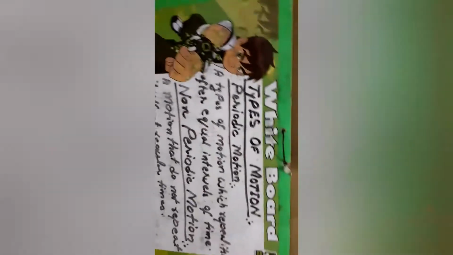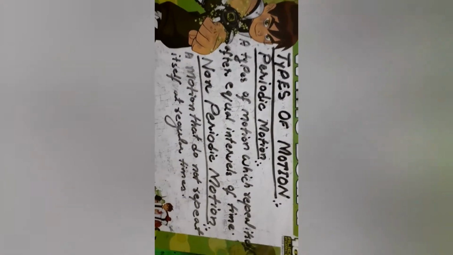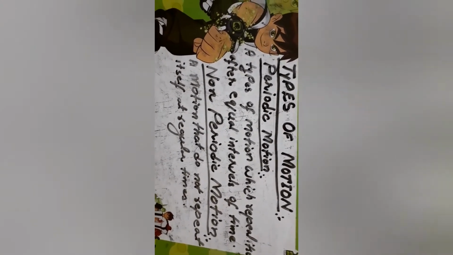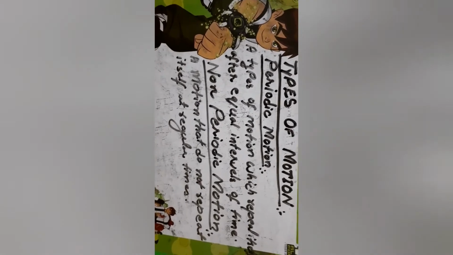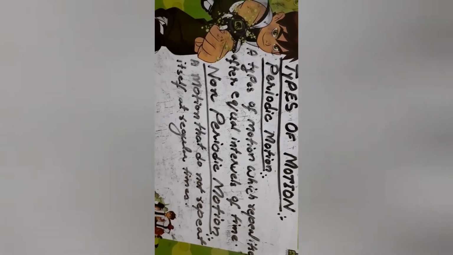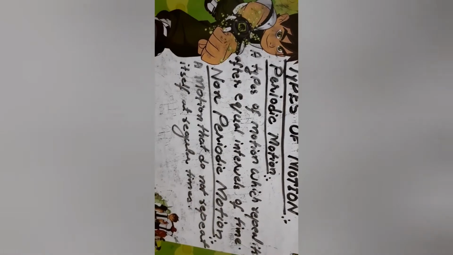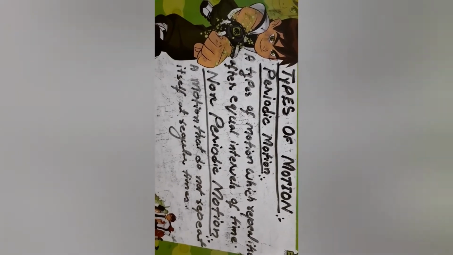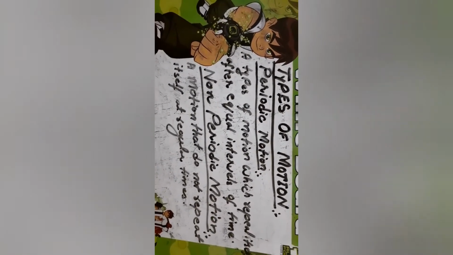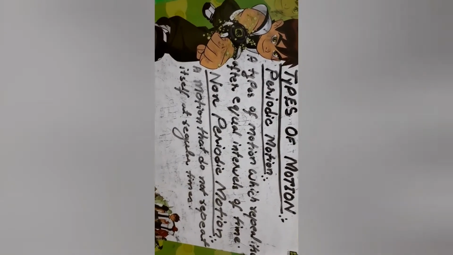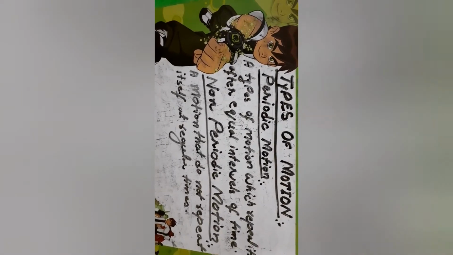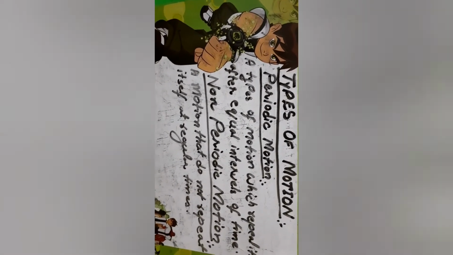According to time, there are two types of motion: periodic motions and non-periodic motions. What is periodic motion? A type of motion which repeats itself after an equal interval of time. A motion which repeats itself after an equal interval of time is called periodic motion.